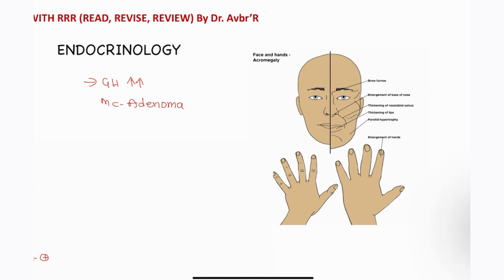So what happens when the growth hormone is excessively produced? Growth hormone will release IGF. What is this IGF? Insulin-like growth factor. So if this insulin-like growth factor is released into the body, automatically the real insulin will be decreased, and there will be increased sodium absorption and H2O retention, right?